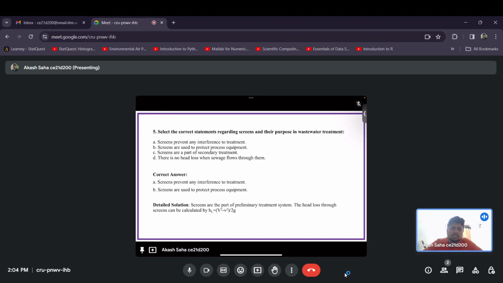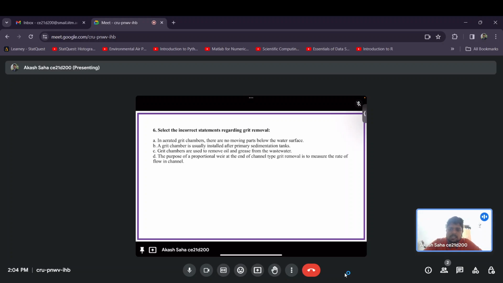In the detailed solution, I have mentioned what we have discussed: screens are a part of the preliminary treatment system, and the head loss through the screens can be calculated by 1 by 2g into capital V square minus small v square. Again, the capital V square represents the velocity through the screens, and the small v square represents the approach velocity before this. Okay. So this was the fifth question. Now we'll move on to the next question.